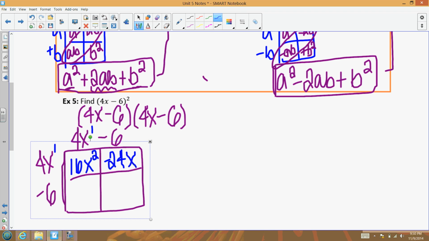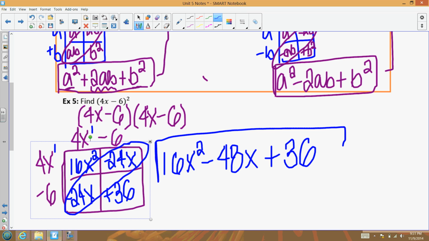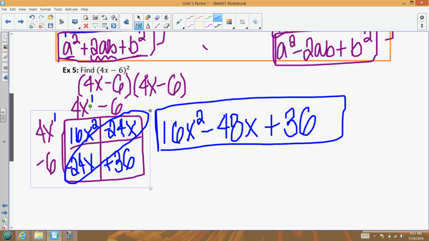Over here, I should get the same thing. So I have negative 24x when I multiply. And then lastly, I have negative 6 times negative 6, which is plus 36. Again, you can combine your like terms. So we have 16x squared minus 48x plus 36. So that's the longer way of going about a problem like this, but it's absolutely fine if that way makes the most sense to you, do it that way.